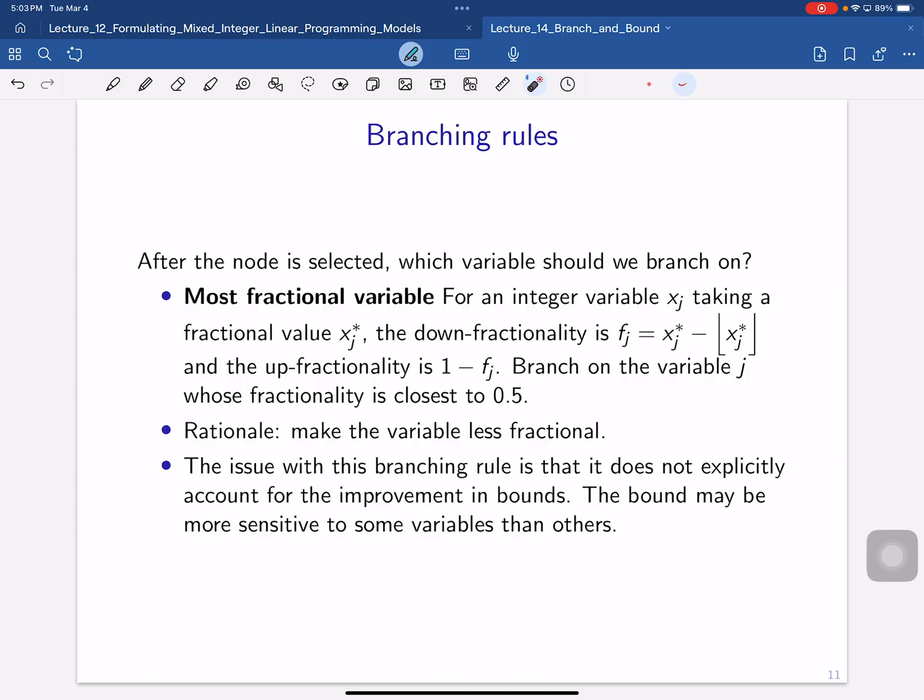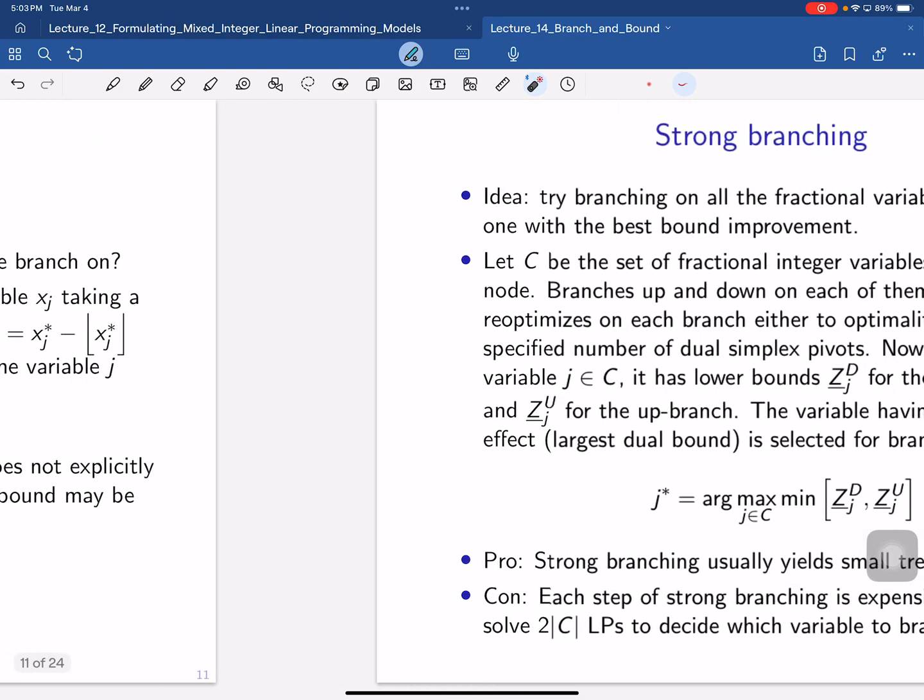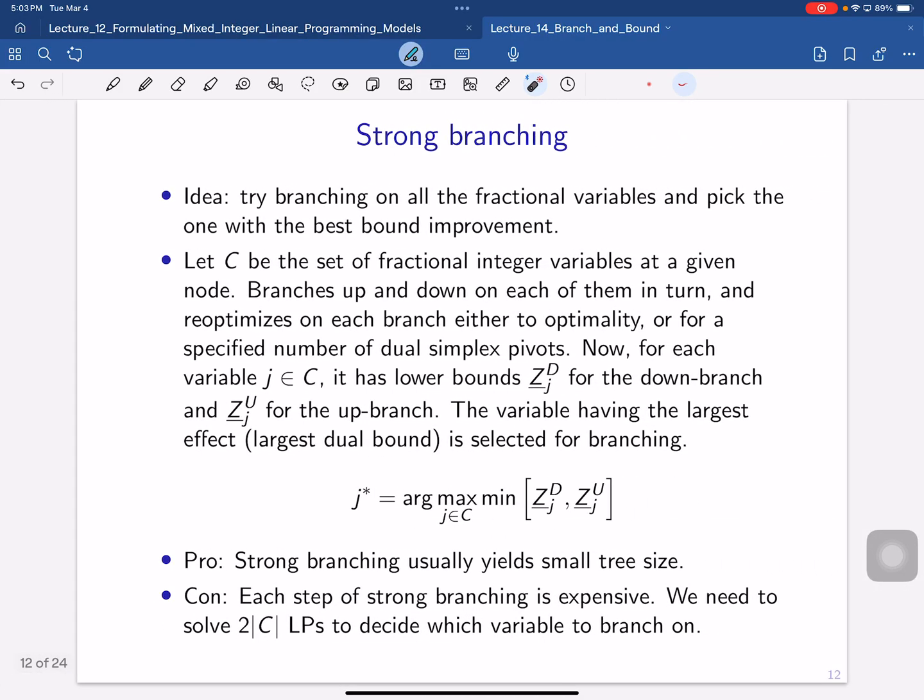The issue with most fractional variable branching is it does not consider the improvement in bounds. It considers the feasibility of those binary variables, but it does not account for, after I branch, how much my lower bound will improve. Maybe some of the variables are more important than other variables in your optimization problem. So this was not considered in the most fractional variable rule.